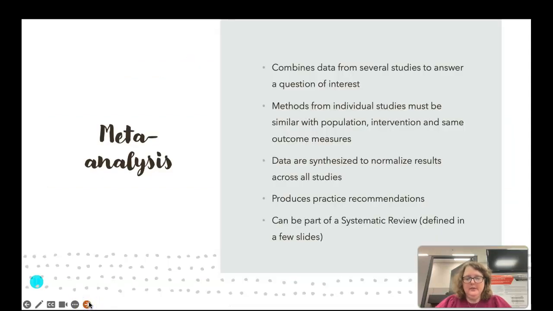There are certain types of research that we will commonly see in the physical therapist literature. One of these is a meta-analysis. A meta-analysis combines data from several studies to answer a question of interest. The methods used in a meta-analysis from individual studies that are combined must be similar in terms of population, intervention, and outcome measures in order to do statistical analysis. Data are synthesized to normalize results across all studies, and this can be used to produce practice recommendations. This can be part of a systematic review.